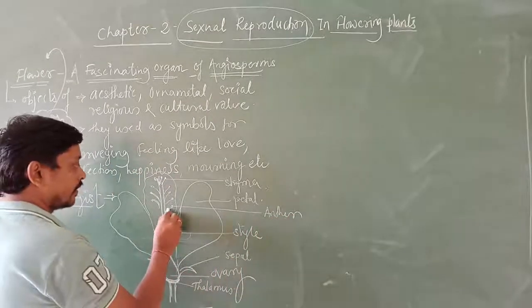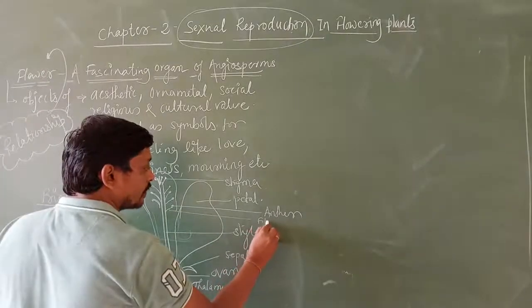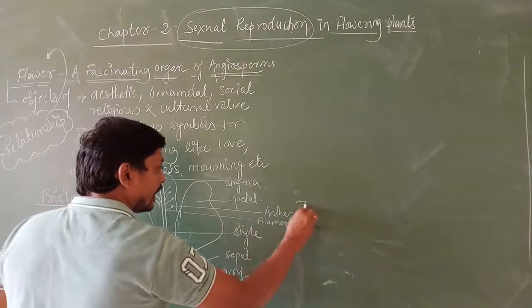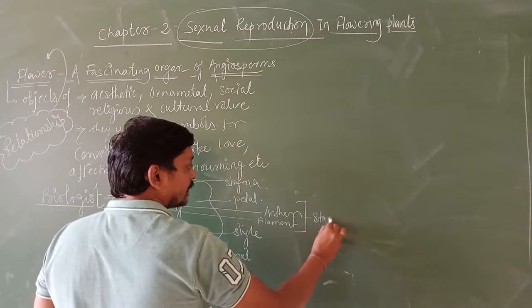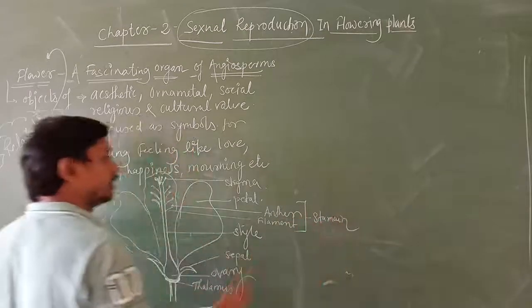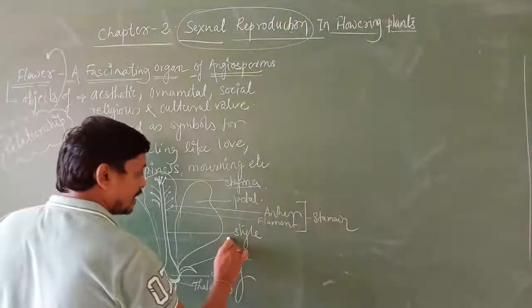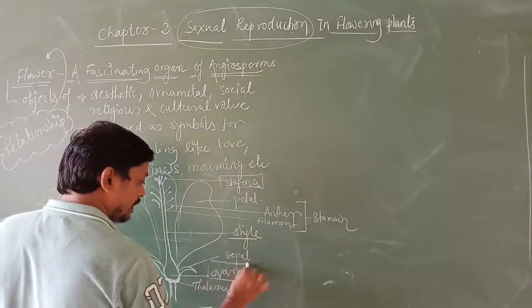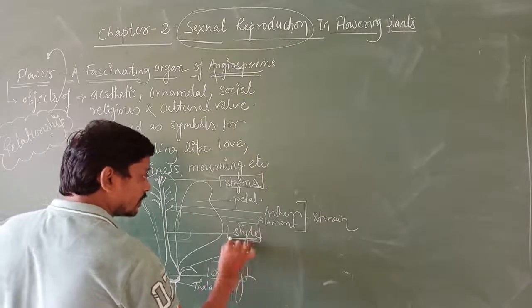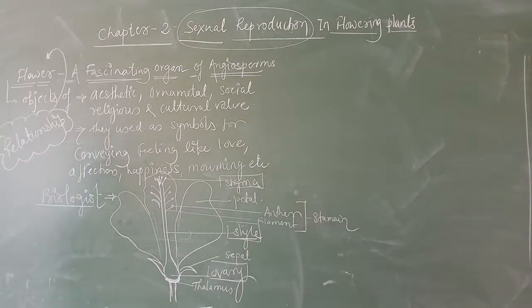okay, this is the filament, and this completely we call the stamen. And stigma, style, ovary, these things we call the pistil. Understood? These are the things we have already studied in the first year.